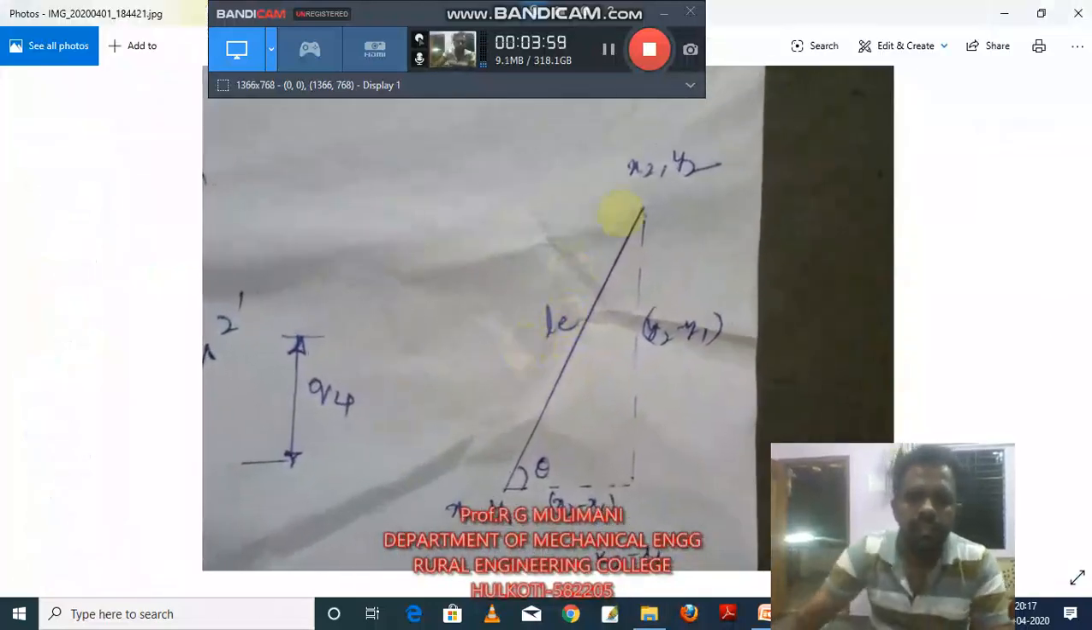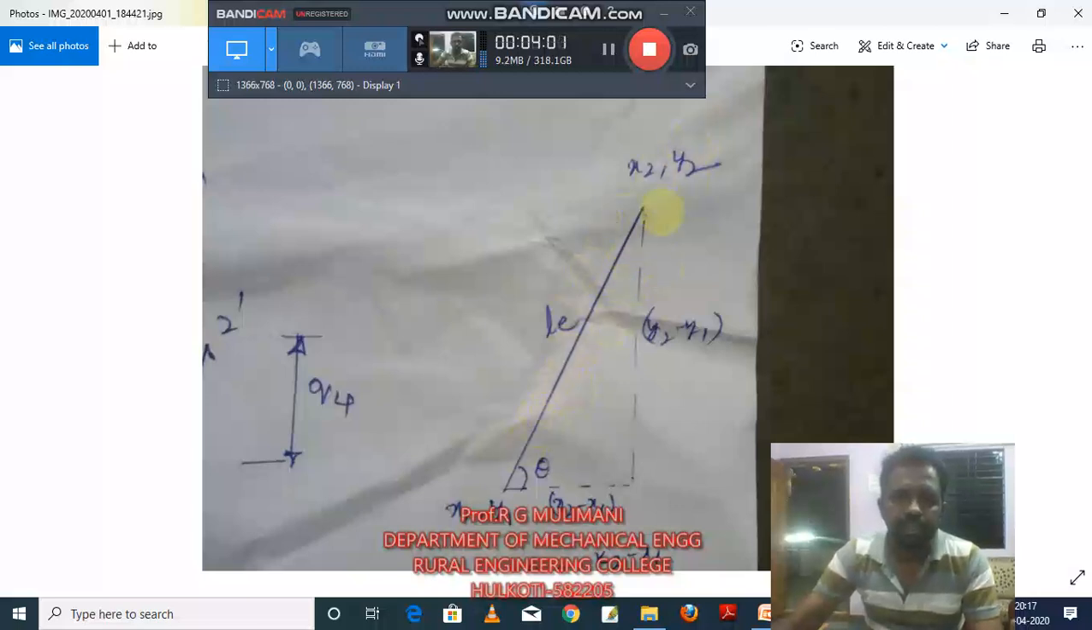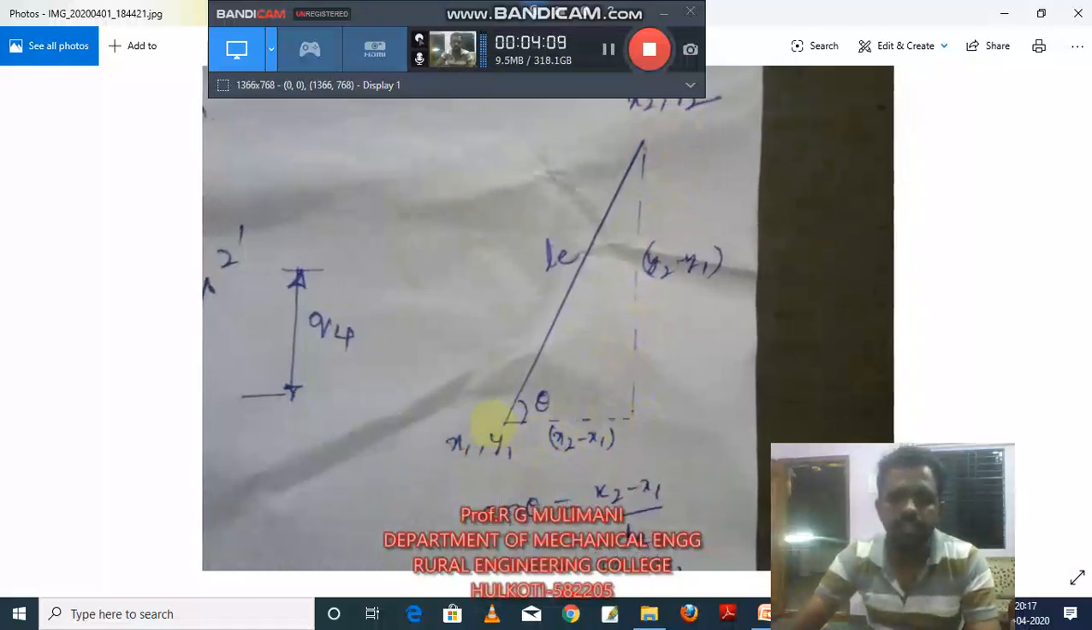Okay, see here, this is the truss element. Node 1 has coordinates x1, y1 and node 2 has coordinates x2, y2. So what is the horizontal dimension? It is x2 minus x1. The vertical dimension is y2 minus y1.